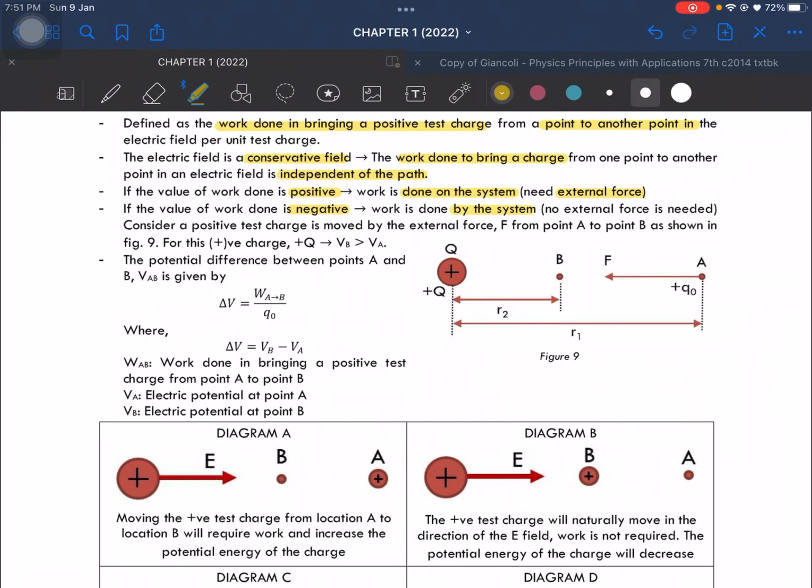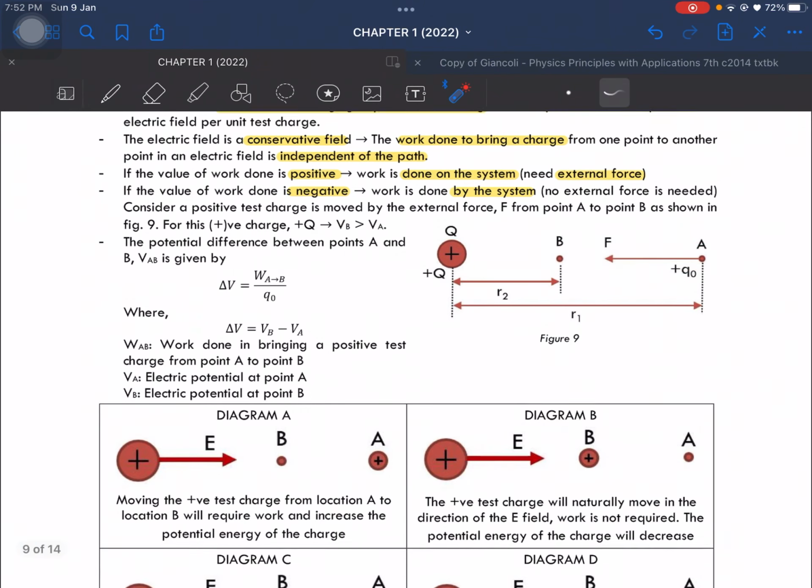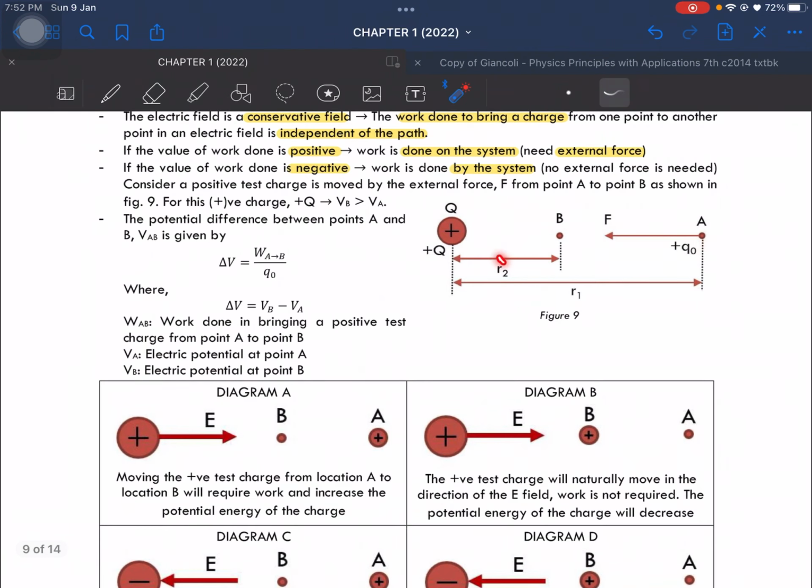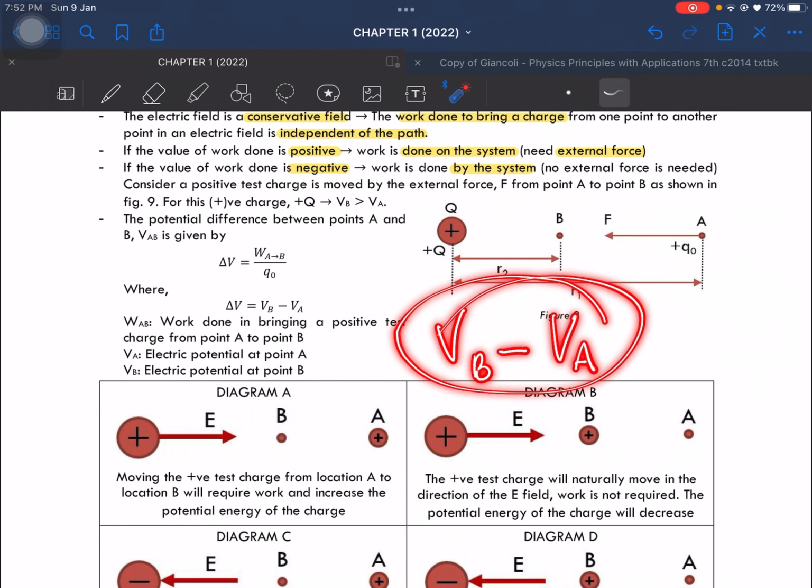Okay, so let's consider a positive test charge moved by the external force F from point A to point B. So from point A, this force is pulling this charge to point B here. Okay, so the potential difference between point A and point B is given by this equation here. This is basically delta V equals work over the test charge. Okay, that is the formula. So potential difference is the final position minus the initial position for the electric potential.